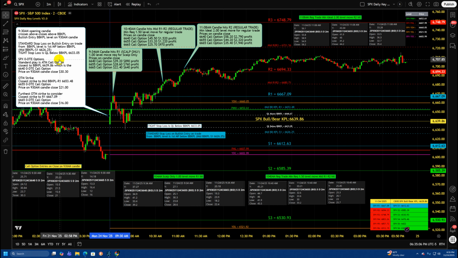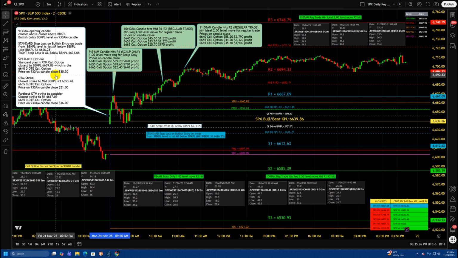And here were the entry prices on the different call options. So our standard play was our at the money call option closest to the BBKPL, the level we're taking the trade from, which was the 66.40 0 DTE call option, and the price on the 9:30 a.m.